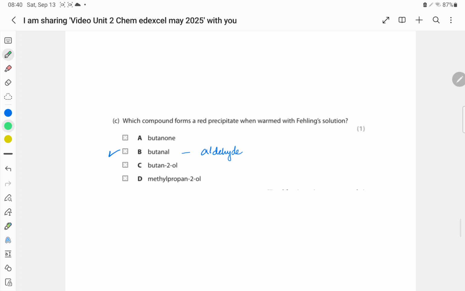Moving on to the next question, it says which compound forms a red precipitate when warmed with Fehling's solution? So it's always the aldehyde, and from all 4 options, the only aldehyde is butanal.